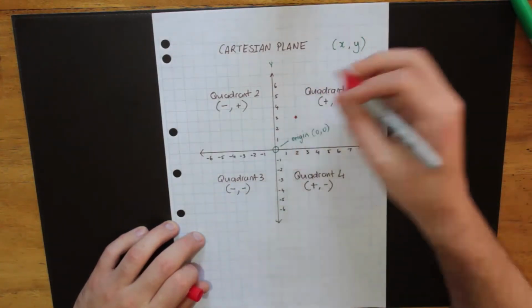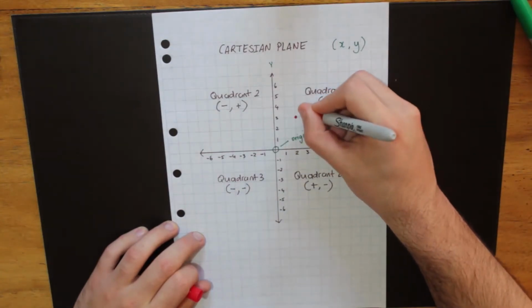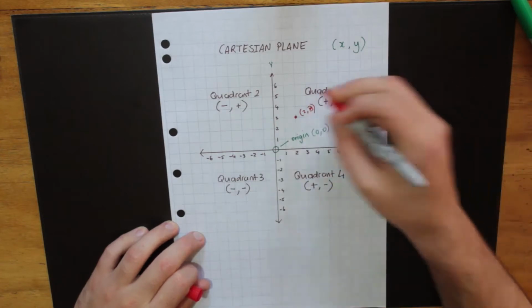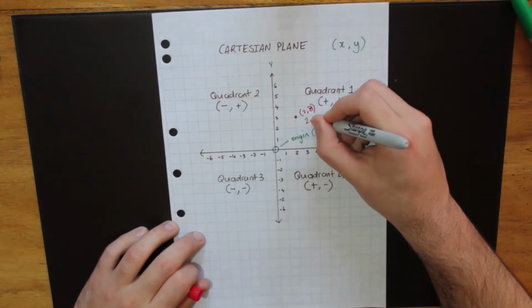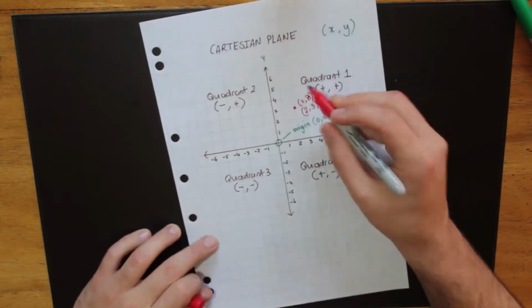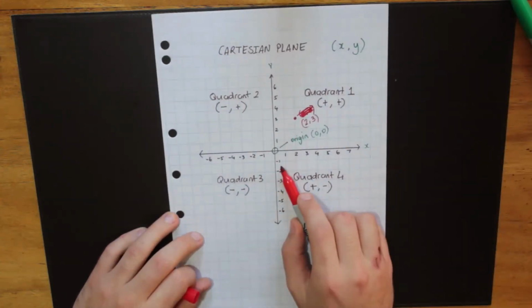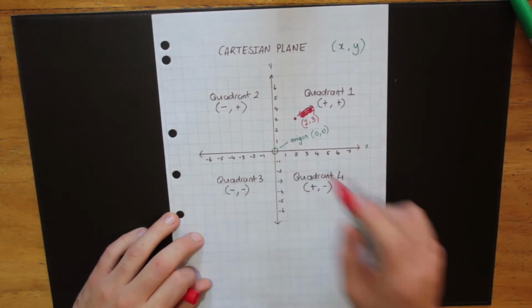Therefore, this point on our Cartesian plane will be written as 2, 3. Let me write that again, 2 and 3. You can see I'm 2 across on the x and 3 up on the y.